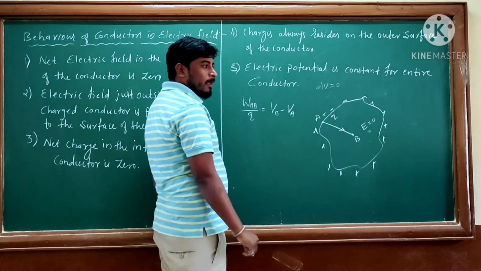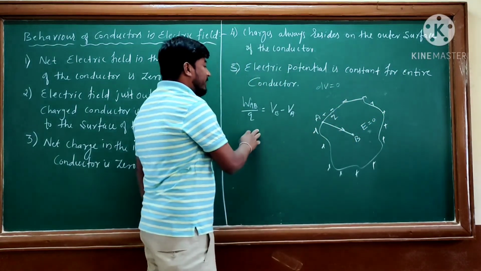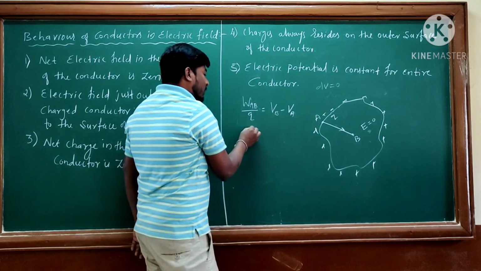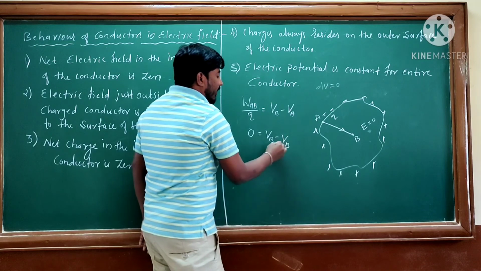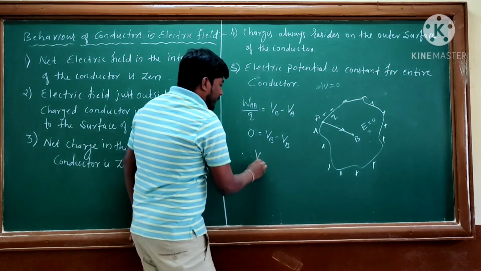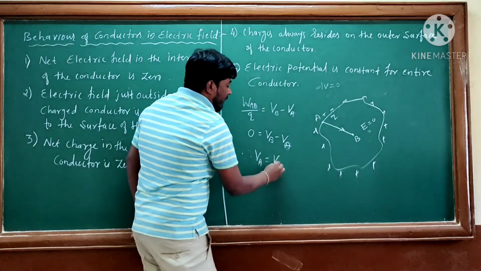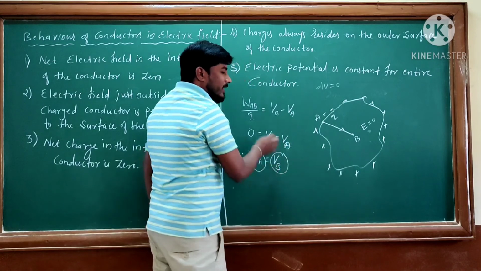We have studied that, because of the work done to move the charge from point A to point B in the electric field. Now the electric field is what? 0. Electric field 0 means what? Work done is 0. So this becomes 0, so V_B minus V_A is 0. Or we can say that V_A is equal to V_B. So the electric potential at point A and at point B is the same.